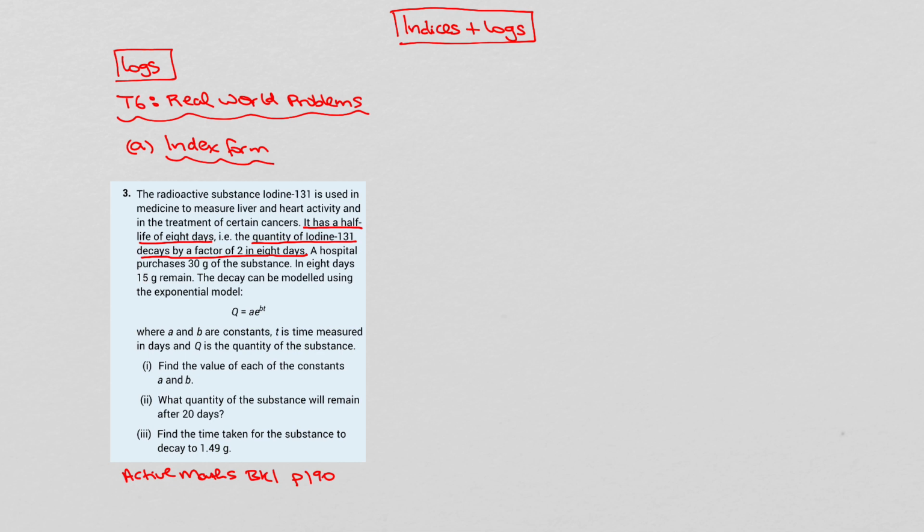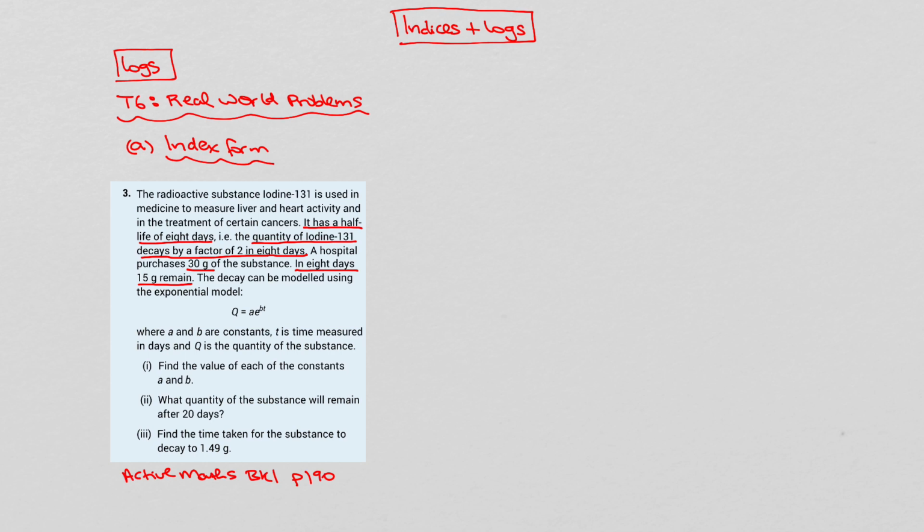So we're starting with an amount of 30 grams of iodine 131, and we're told in 8 days 15 grams remain. And that's basically because we're looking at the half-life. So we were told the half-life is 8 days, which means that after 8 days the quantity will have halved. So therefore 30 grams halved is 15 grams.